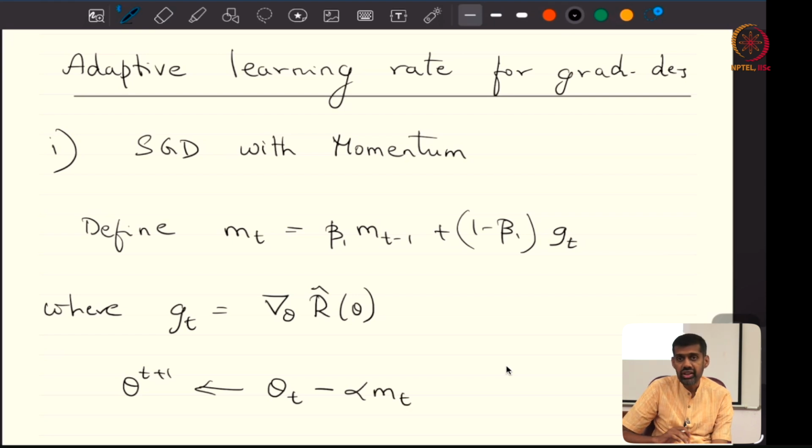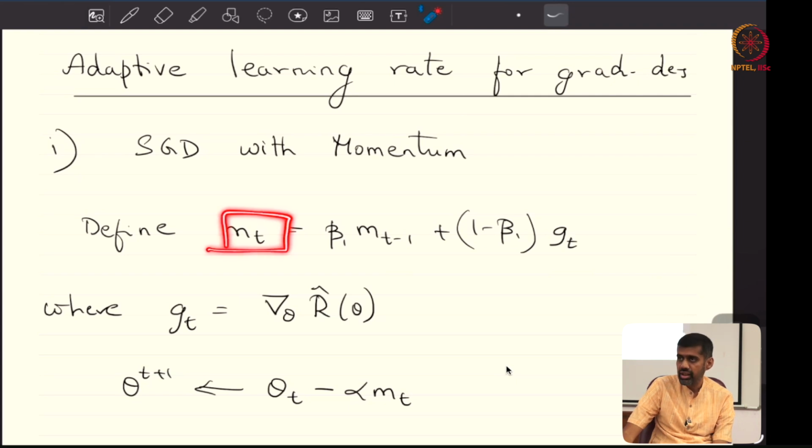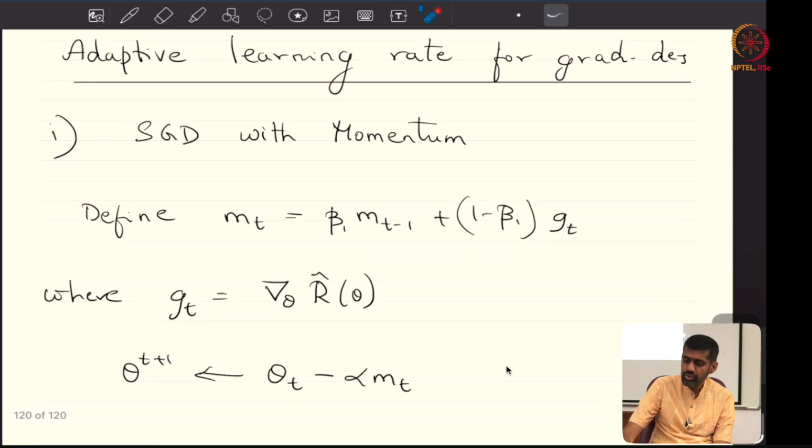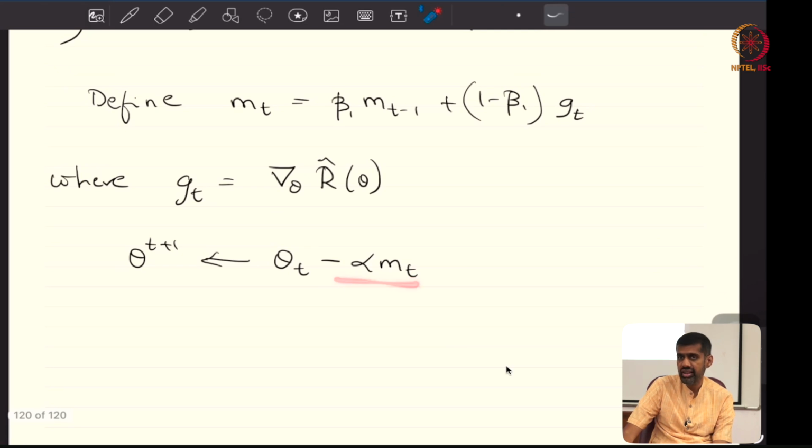What is this doing? This m_t is a running average of the gradients, a moving average of the gradients. At t equal to 1, when you initialize m_0 to 0, it is simply the gradient. As you keep moving in time, the m term will keep accumulating the gradients and taking an average of it as we move on. Now, instead of subtracting the gradients, you subtract the accumulated gradients over time.